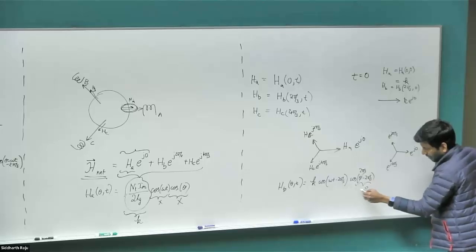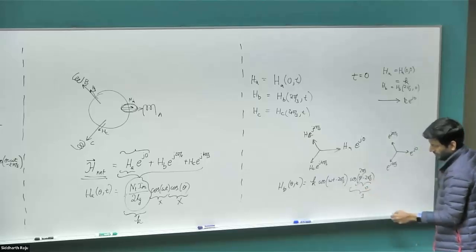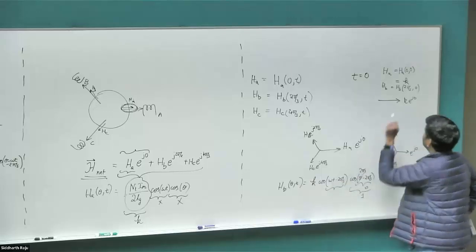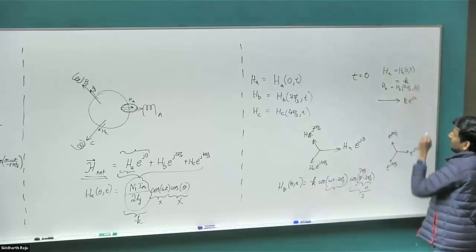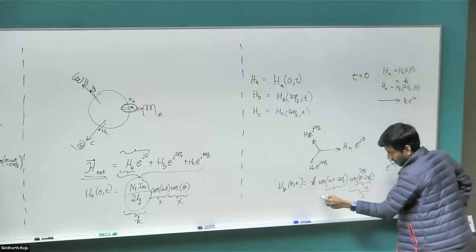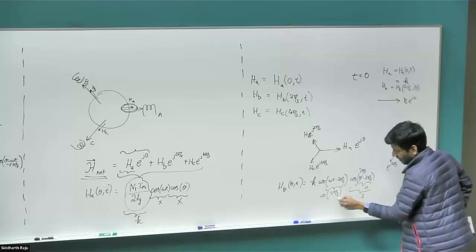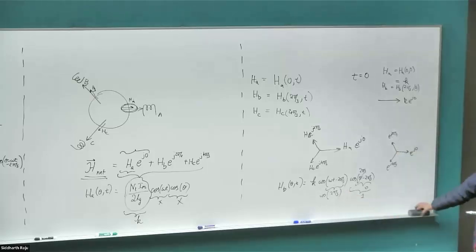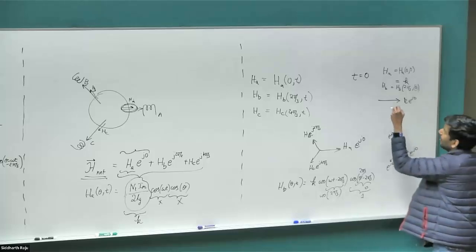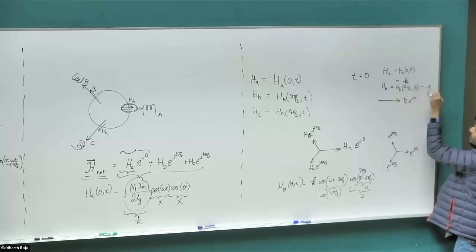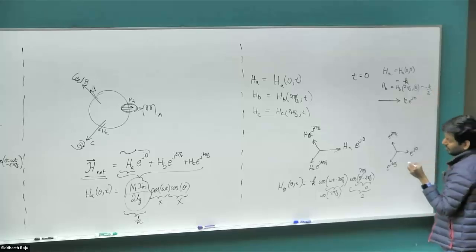So this term is 0. This cos of 0 is 1. This term right here, omega t is 0, right? At time t equal to 0, you substitute that. You end up with cos of negative 2 pi by 3, which is the same as cos of 2 pi by 3, which would be just negative half, right? So we have HB is going to be negative k divided by 2. Now let me do the same for HC.